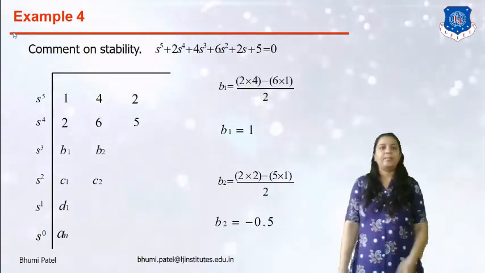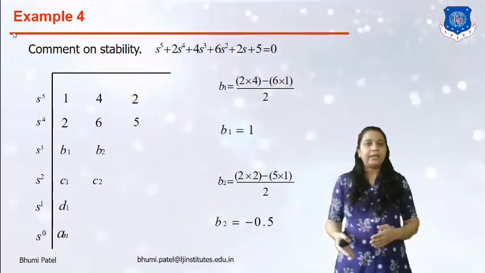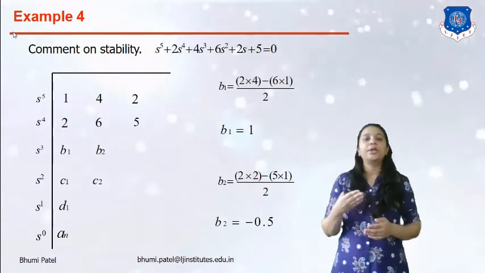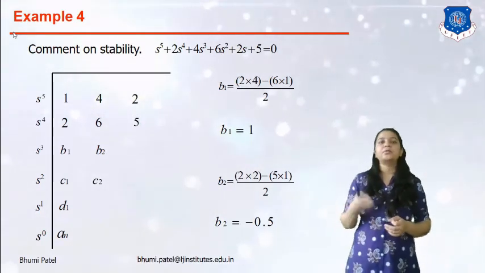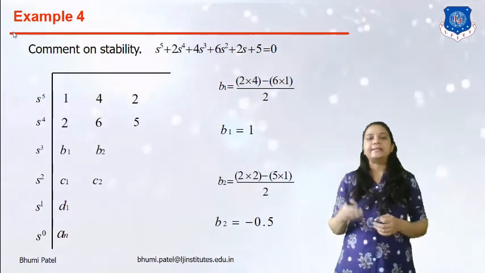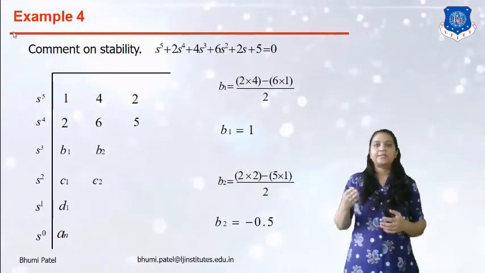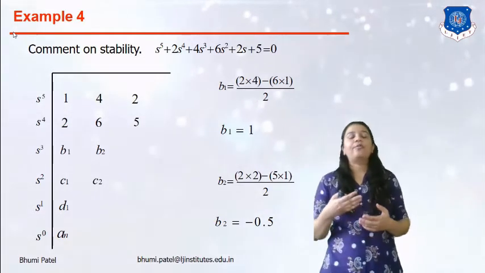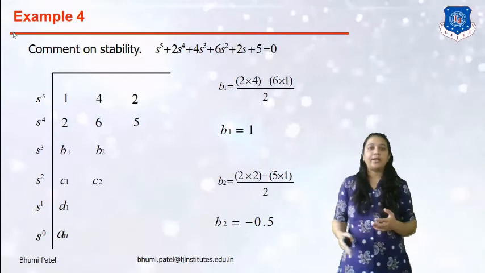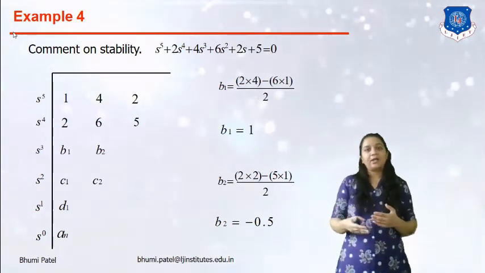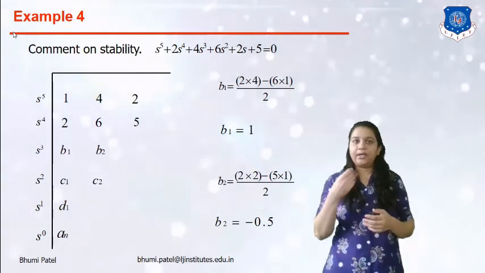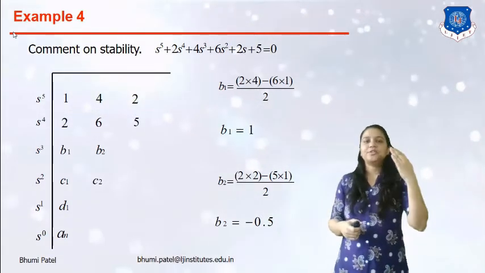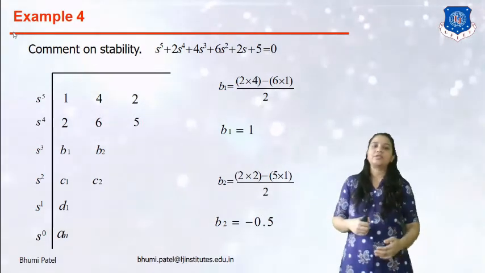Now the next example is comment on stability, and the system equation is s raised to 5 plus 2s raised to 4 plus 4s cube plus 6s square plus 2s plus 5 is equal to 0. First of all, we have to construct a route table and we have to start with the maximum power of s. Here the maximum power of s is 5. So start with s raised to 5 and end with s raised to 0.